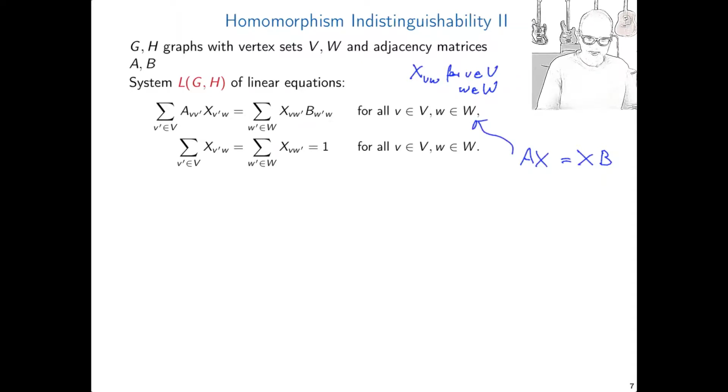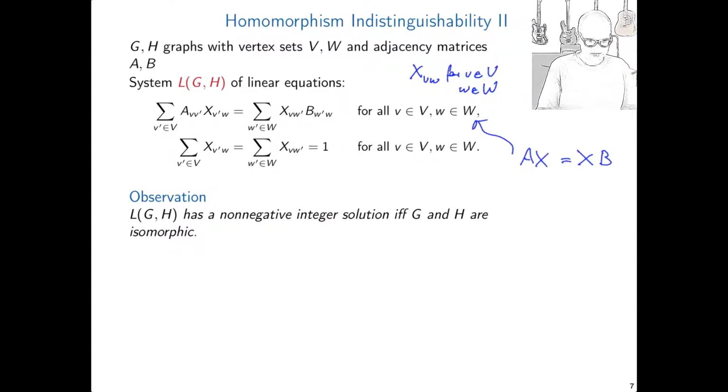And the second tells us that the row and column sums in our matrix are 1. So these are the column sums, these are the row sums, they are all 1. One thing we can observe is that this system of linear equations has a non-negative integer solution if and only if the 2 graphs are isomorphic. Why is that? Well, these equations tell us, if we look at non-negative integer solutions, that we have exactly 1, 1 in every row and in every column. So we have a permutation matrix as the only possible solutions for this.